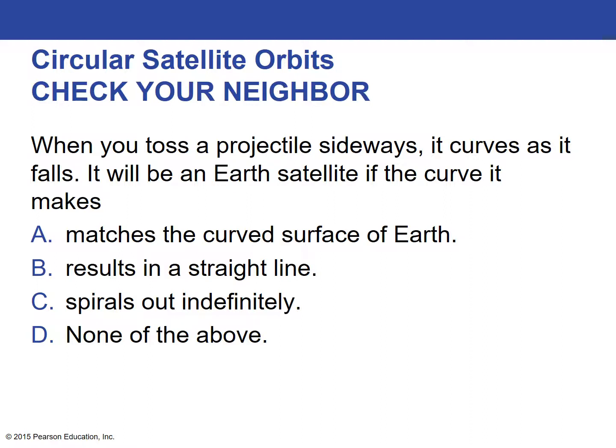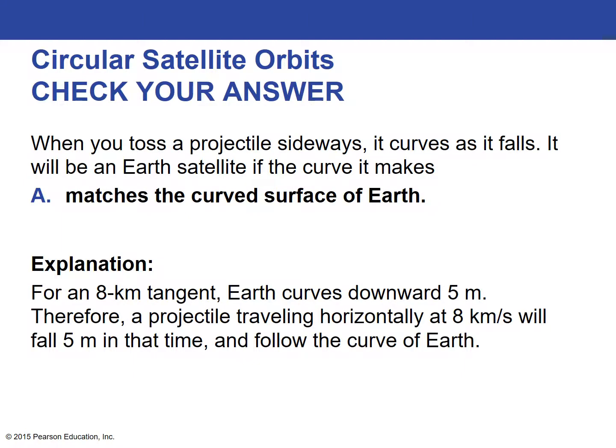Here's something to think about when we toss a projectile sideways. So we introduce no vertical component. It curves when it falls. If the curve matches the curved surface, it will be an Earth satellite. Rather than going in a straight line, or spiraling in, so long as we are at the speed so that the parabola at which it drops matches the curved surface of the Earth, the projectile will stay in orbit.